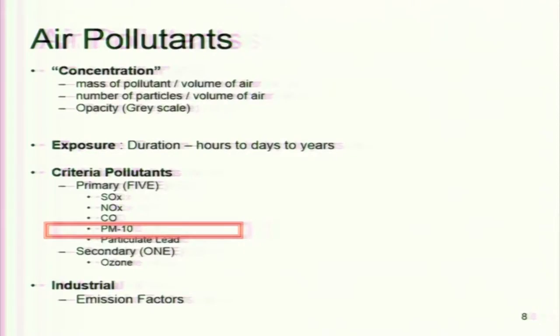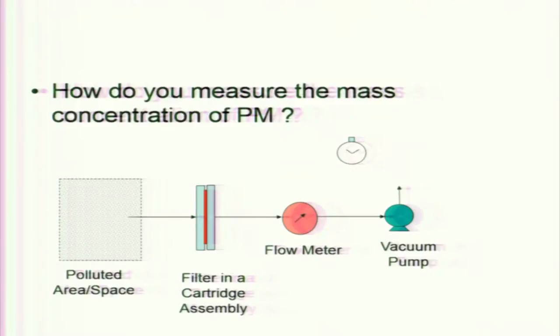Okay, so we'll focus on PM10, which is particulate matter less than 10 micrometers in size. It actually has the units of concentration, which is mass per unit volume, micrograms per meter cube. Let's talk about that. So how would you measure particulate pollutants? You basically take a polluted space over here, take a tube, put a filter over here, which has been pre-weighed. You have a flow meter, so you know you're taking 10 liters per minute or 20 liters per minute. You have a vacuum pump.